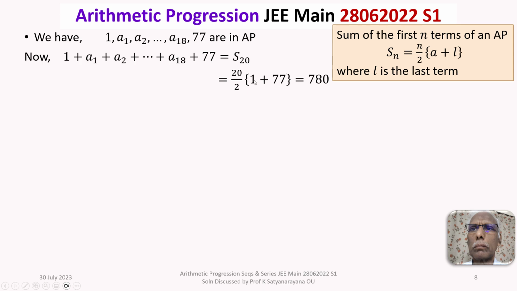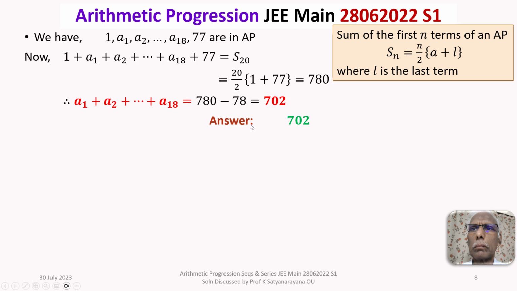That is, 77 plus 1 is 78. 20 by 2 is 10. 10 times 78 is 780. Now 1 and 77 are known, that is 1 plus 77, which is 78. And this A1 plus A2 plus etc. up to A18 will be 780 minus 78. That is 702. That's what is wanted in the question. So A1 plus A2 plus etc. up to A18 is 702. So the answer to this question, which is a numerical type, is 702.